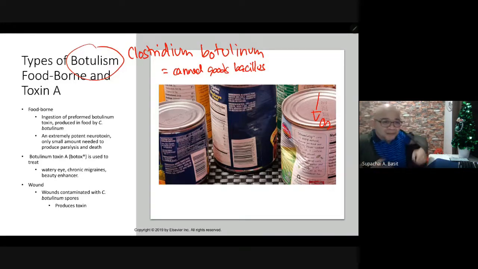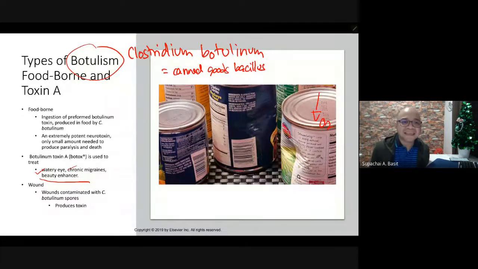So baka siguro nababalitaan ninyo yung mga matatanda because may mga wrinkles sila, nagpapa-Botox na sila. That's actually true somehow because botulinum toxin can be used as a beauty enhancer. So nababanat yung skin. But it can also be used for the treatment of watery eye, chronic migraines, and even Parkinson's disease.